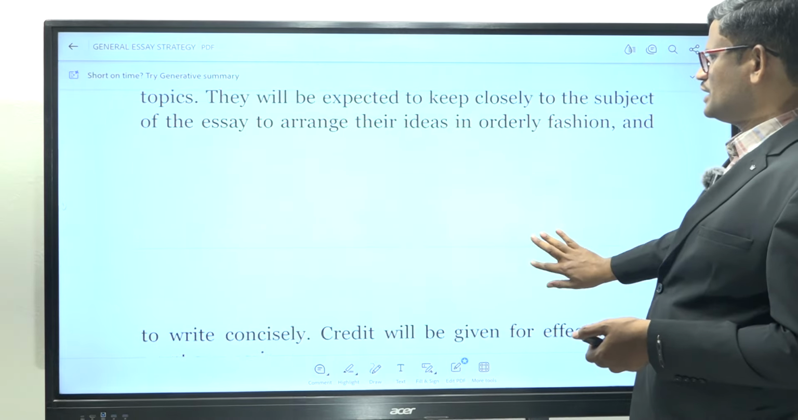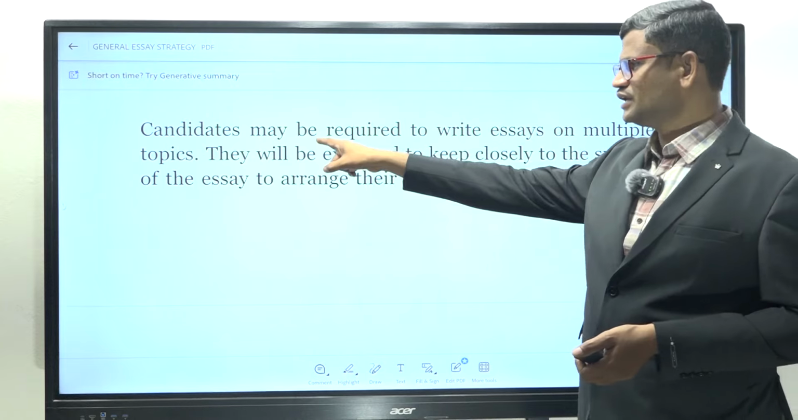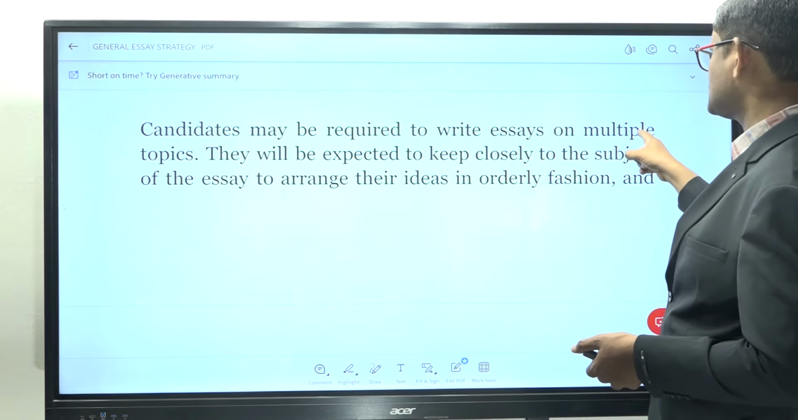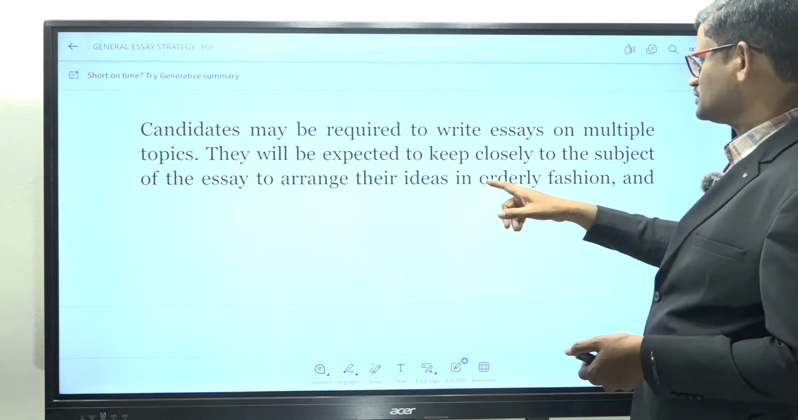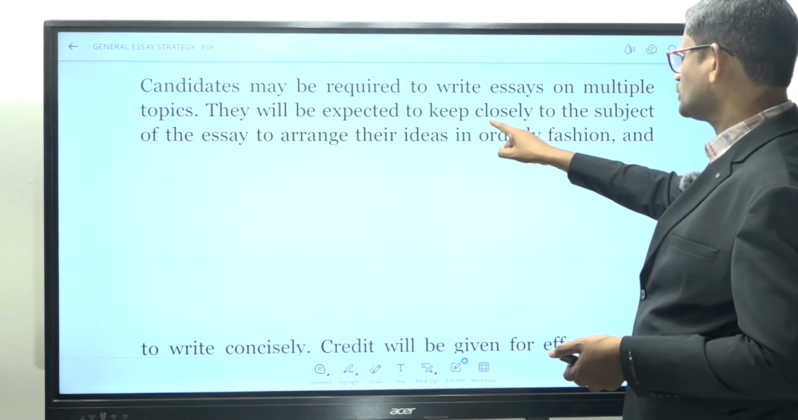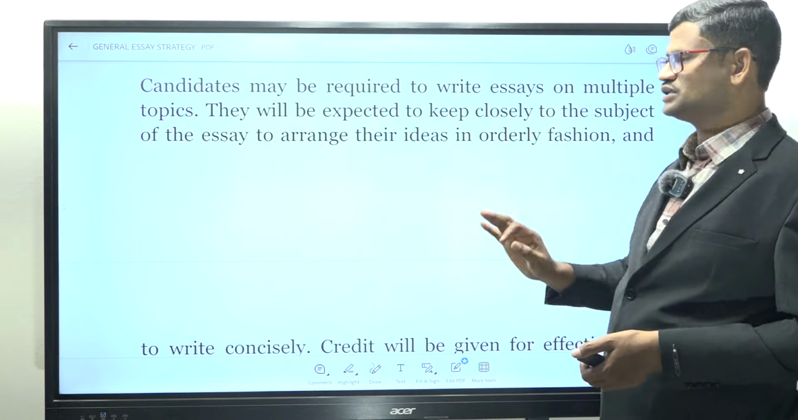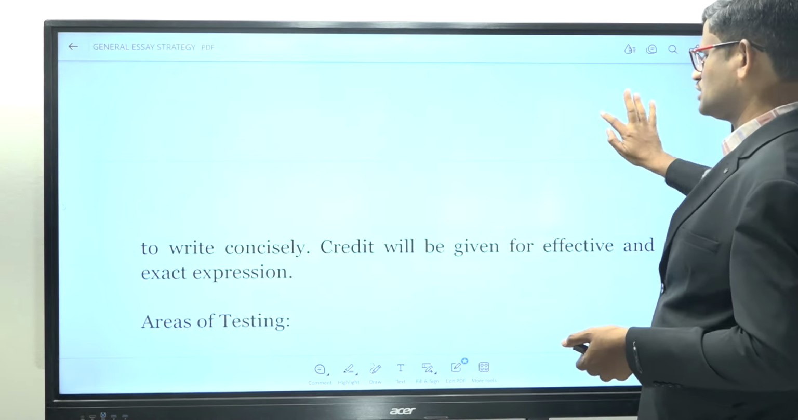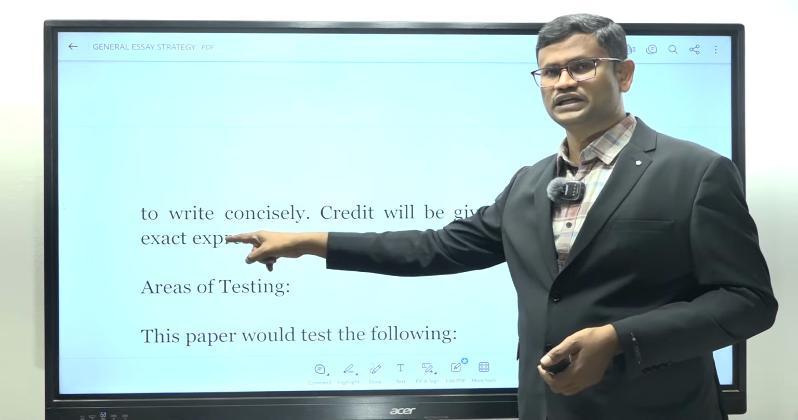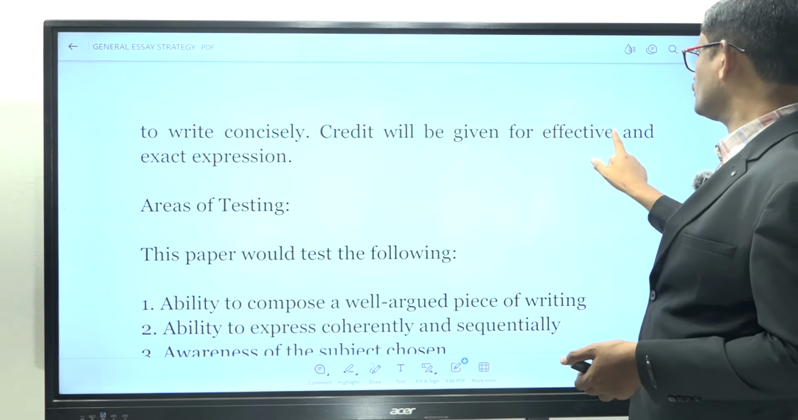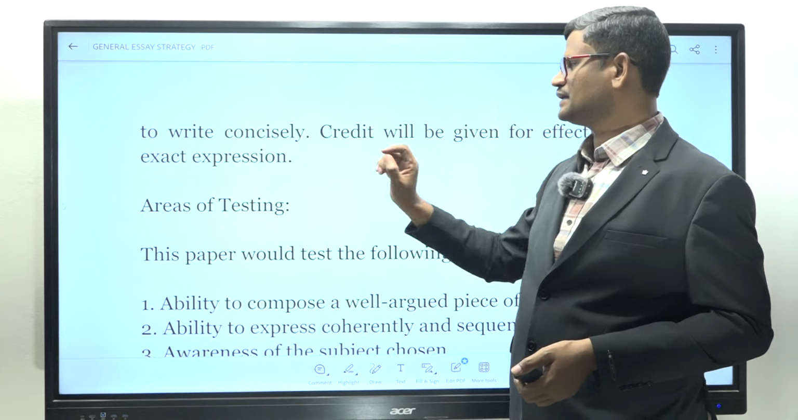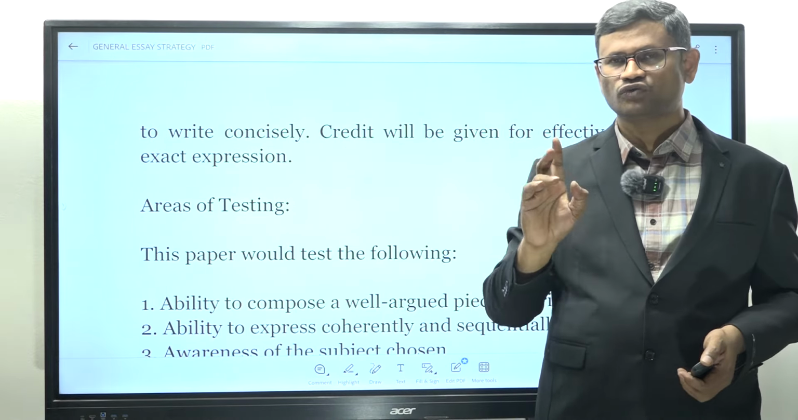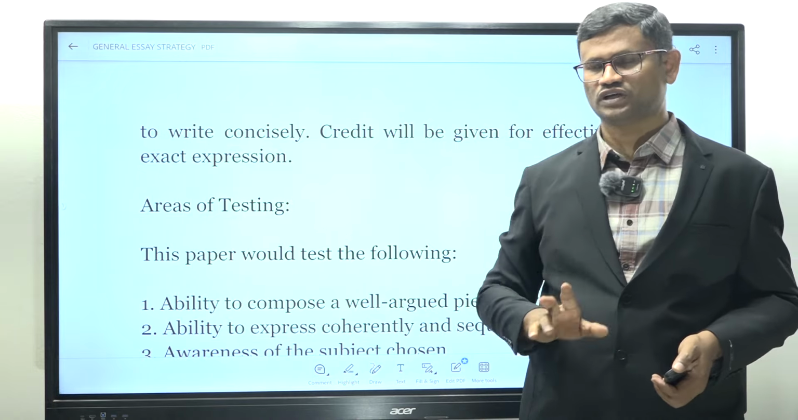See here, this is what is there in the UPSC notification. Candidates may be required to write essays on multiple topics. They will be expected to keep closely to the subject of the essay, arrange their ideas in orderly fashion, write concisely. Credit will be given for effective and exact expression. These are the 4 keywords which are mentioned in the UPSC notification.